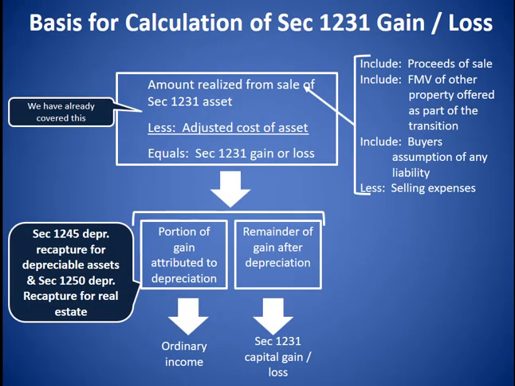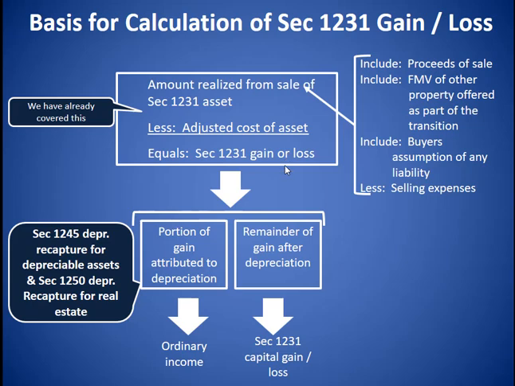In calculating a Section 1231 gain or loss, the calculation is relatively simple. If we go up to the top, the amount realized from the sale of a Section 1231 asset, and again, I've listed the proceeds of the sale, including assumption of the fair market value of property that's been transferred and so forth, assumption of liability, less the selling expenses, equals the amount realized, minus the adjusted cost basis is going to equal a Section 1231 gain or loss.